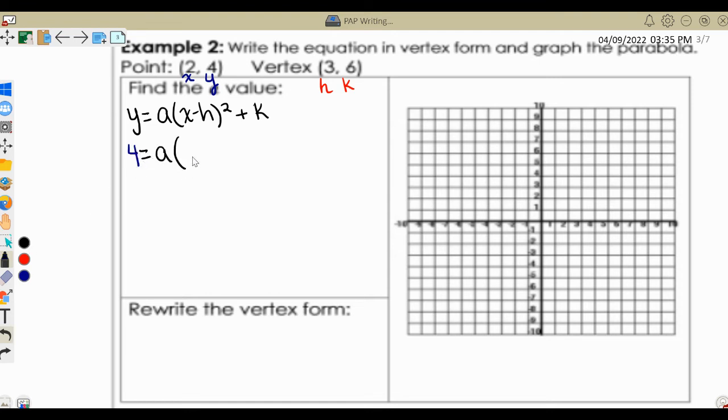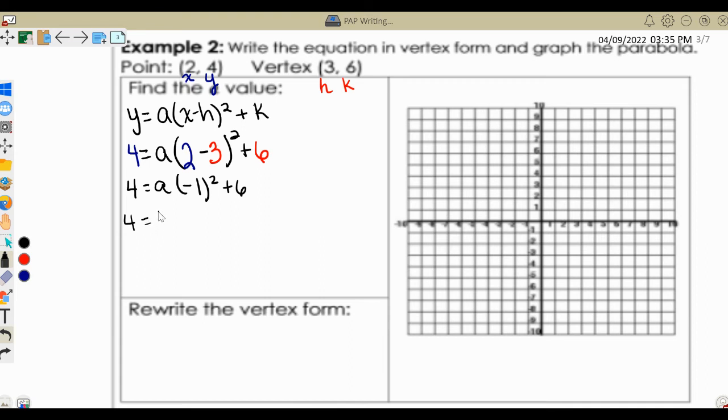equals, we're looking for a, our x is 2, and then we do our vertex, our h is 3, our k is 6. And we could start simplifying the right side and then solve. So 2 minus 3 is going to be -1. And then when we square -1, we'll get a +1.